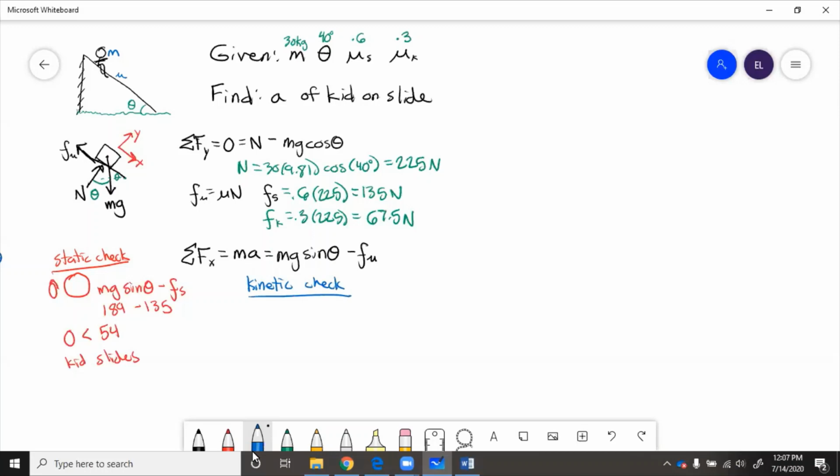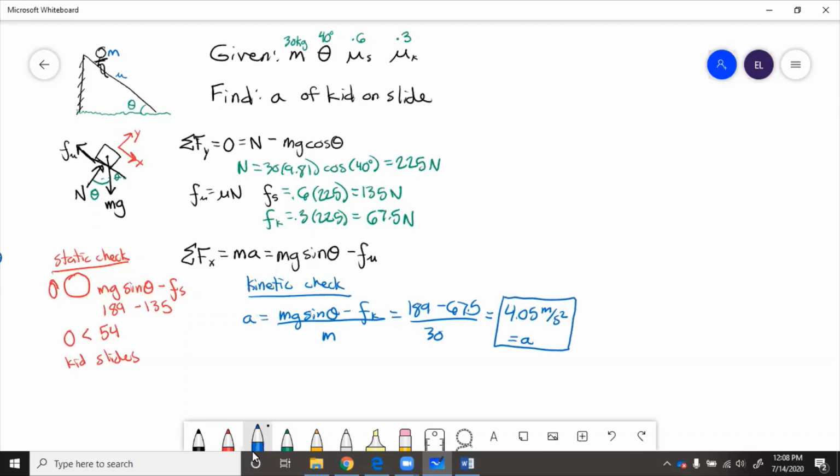Here we know that acceleration equals mg sine theta minus kinetic friction over the mass. And this equals 189 minus 67.5 over 30 equals 4.05 meters per second squared equals acceleration.